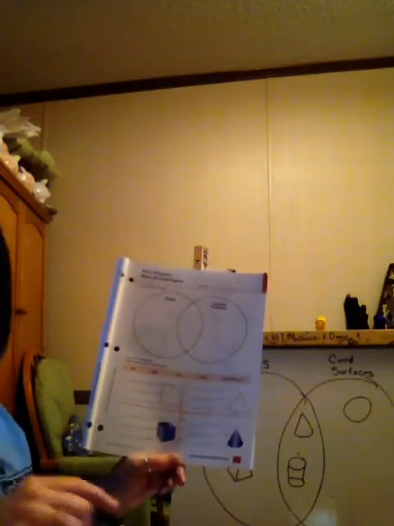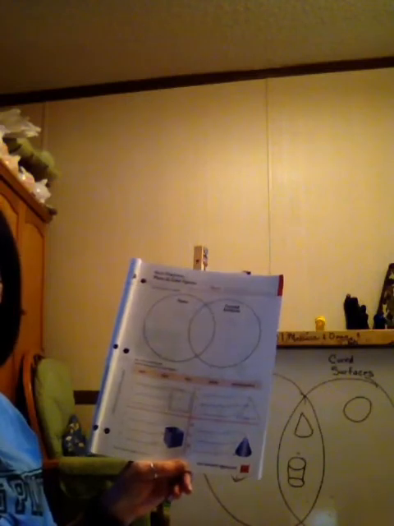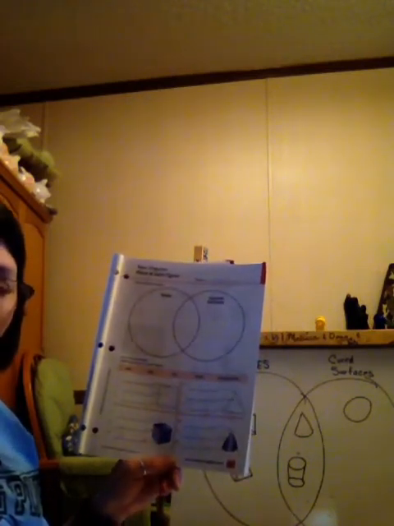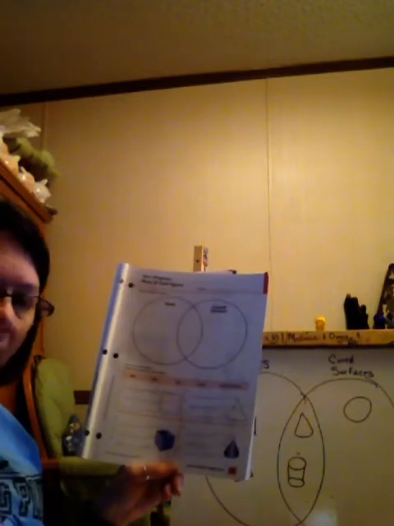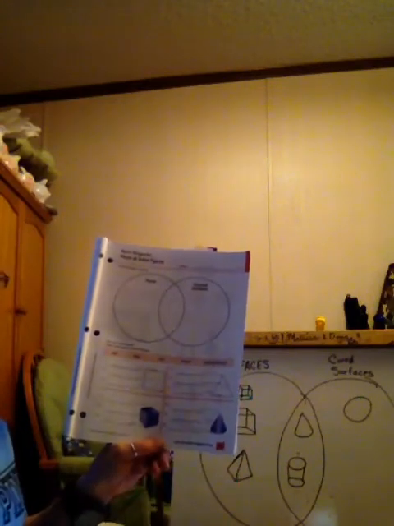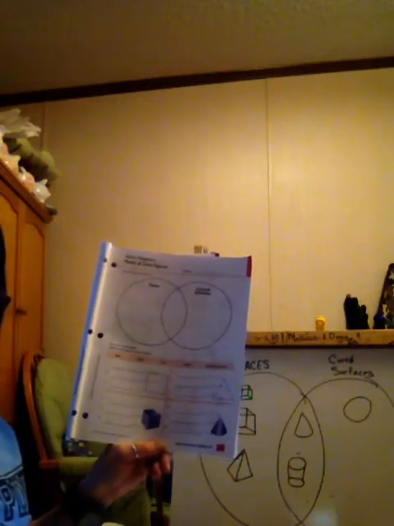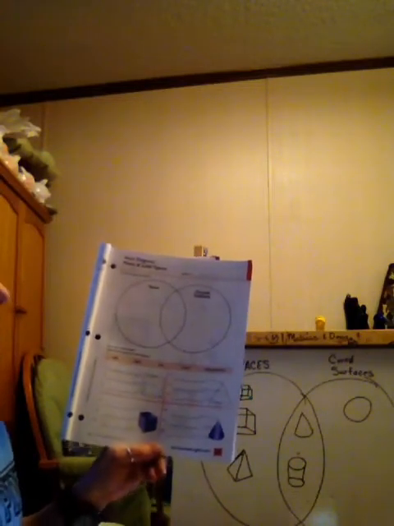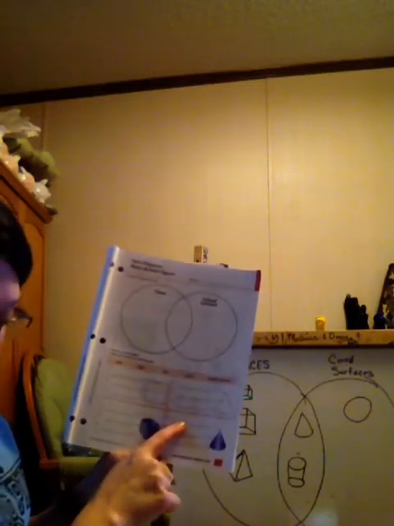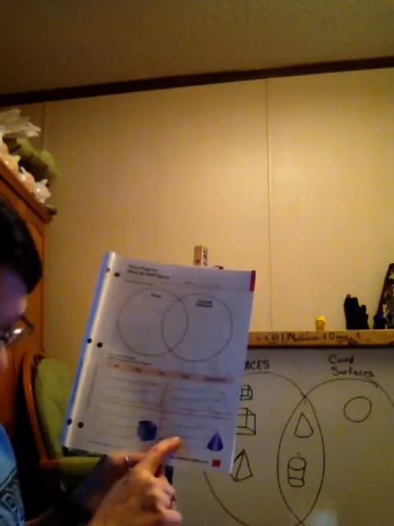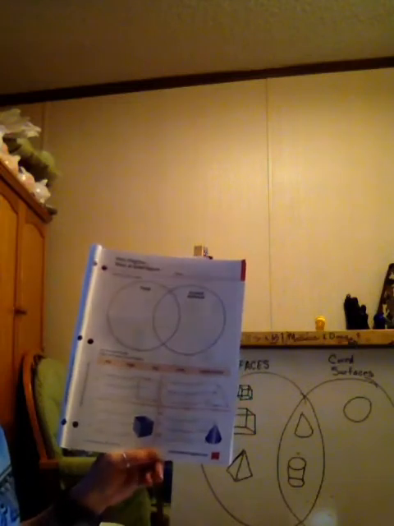And then number 12, they're pointing to the bottom of that cone, which would be here. So what would that be? That would be a face. So you need to write face on number 12. So number 10 is a vertex, 11 is curved surface, and 12 is face.